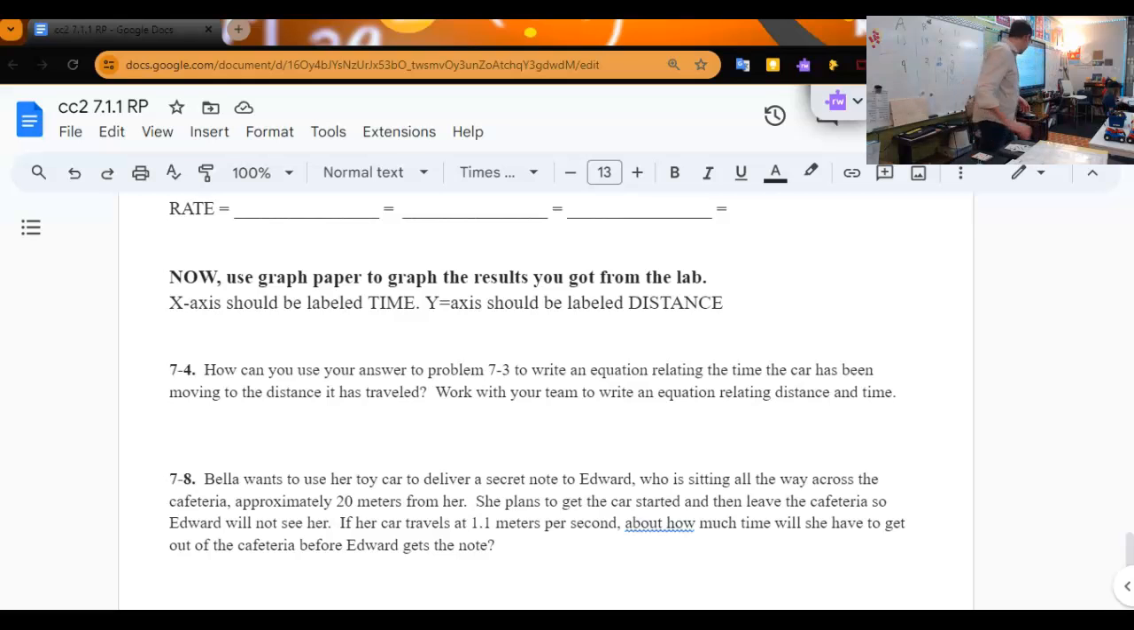If you would like a surface to write on, you are welcome to use one of these. And if you would like a clip to hold your paper on that, you are welcome to use one of these.